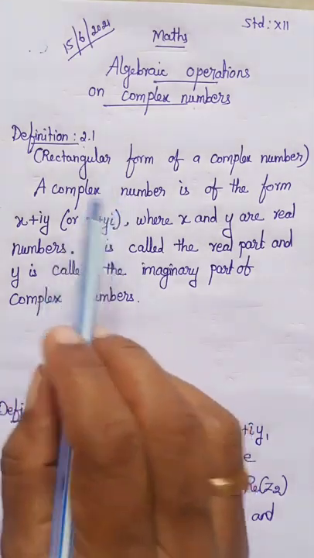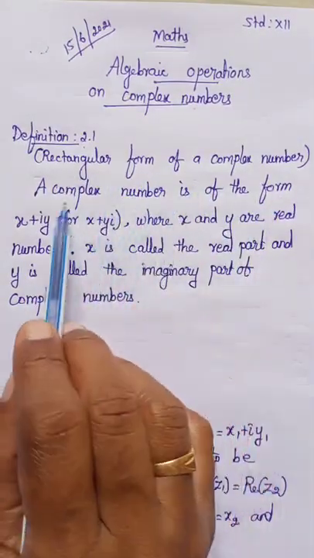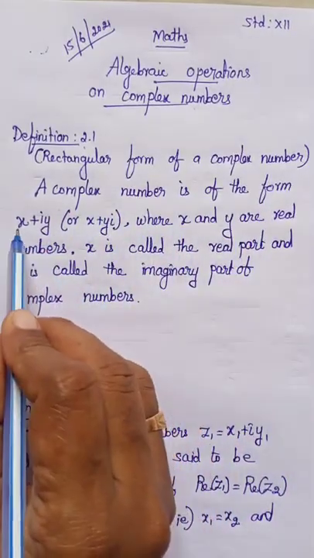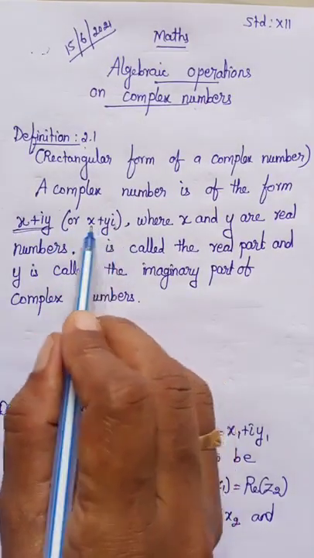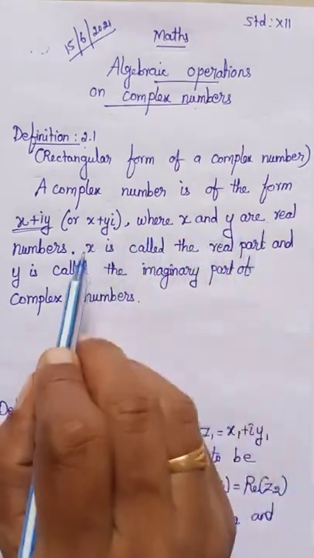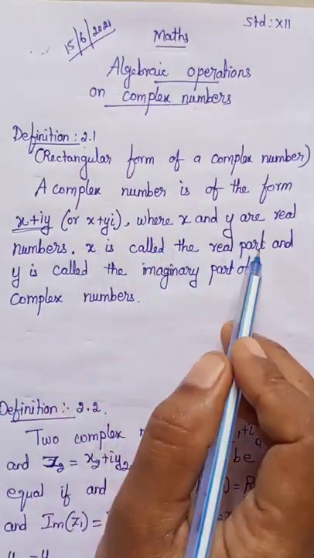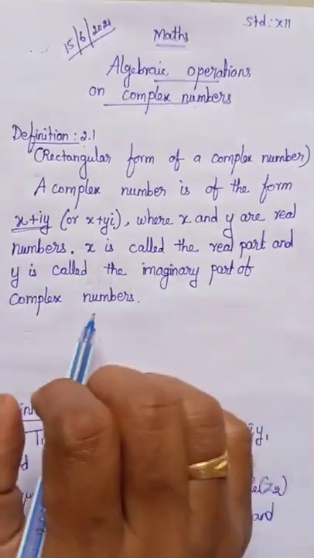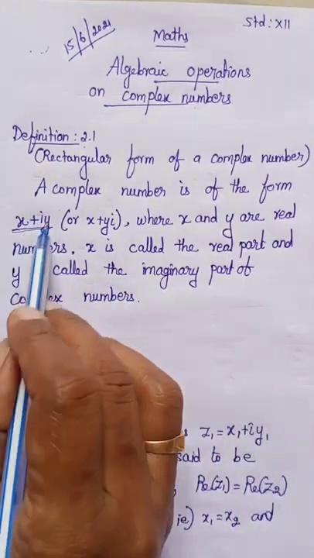Definition 2.1, rectangular form of a complex number. A complex number is of the form x plus iy, or x plus yi. Iy or yi, both are the same, where x and y are real numbers. x is called the real part and y is called the imaginary part of the complex number.